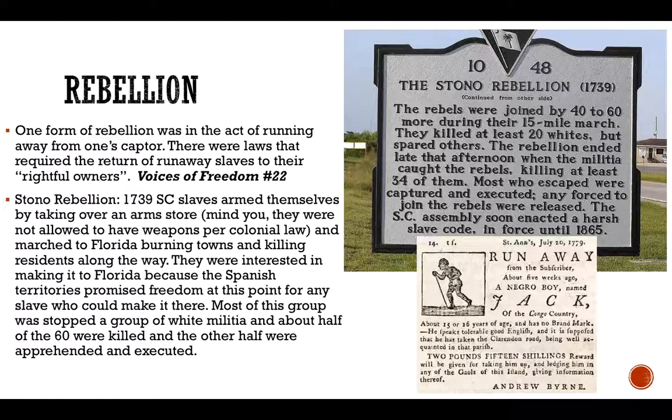There were many instances of rebellion and many different forms of rebellion that come up, and we'll keep going over these as the weeks go on. One very popular form of rebellion was running away from one's captor. So you have your Voices of Freedom book, and while this particular piece is not assigned to you technically, it may be of interest to you.